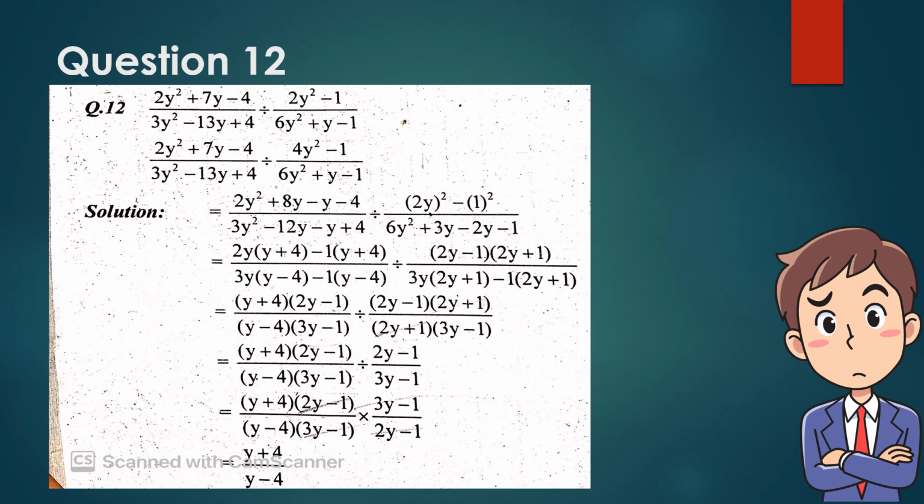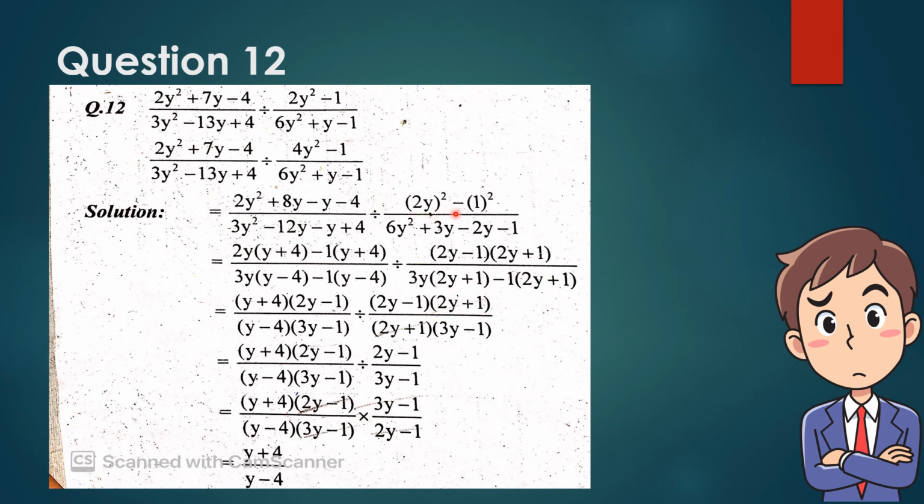In question number 12, we are applying the mathematical operation of division. So for dividing the fraction, the second one will be taken as reciprocal. We will take the reciprocal of the second fraction after making the factors. So in the solution you can see that we have applied the midterm method on the first fraction, and on the second one you have 2y whole square minus 1 square.